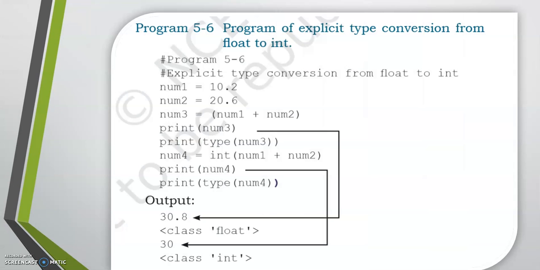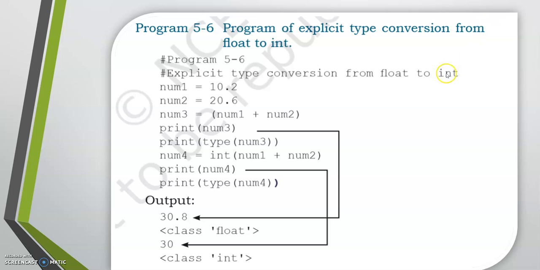Let's look at another program. Here we are going to do float to int. That is the reverse of the first program that we had. So in this one, the first value is 10.2, the second value is 20.6. You can see these are float values because they have the decimal point and numbers after that. So when we print num3, we are going to add 10.2 and 20.6, which is equal to 30.8, and 30.8 is in the class float.